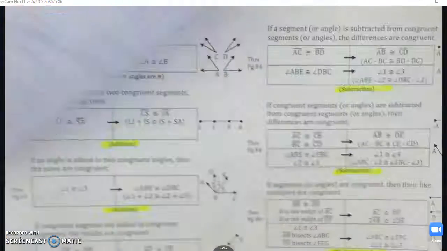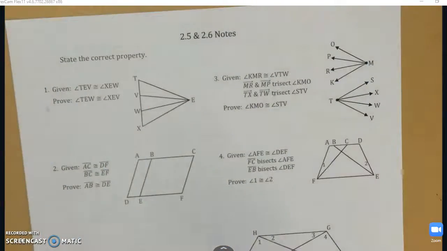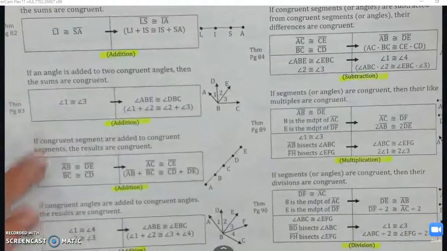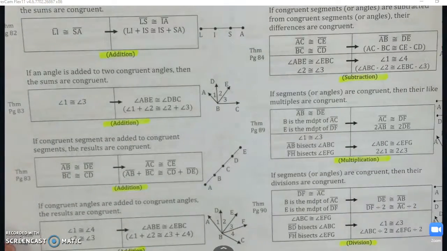So if you flip to the front side of the second page, here I have highlighted in yellow it's really 4 theorems. The addition ones are kind of split up, and so are the subtraction, but we're looking at addition, subtraction, multiplication, and division properties. Now, the nice thing about these is for citing these properties as your reason in your 2-column proof, I'm not going to require you to write an if-then statement, but I am going to require you to tell me what you're adding, subtracting, multiplying, dividing, etc.